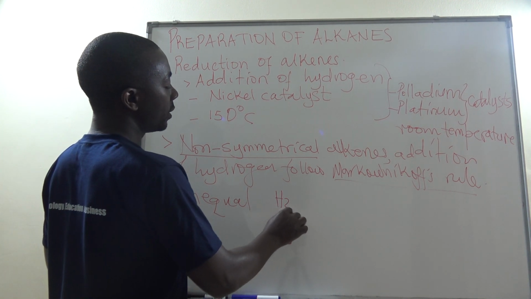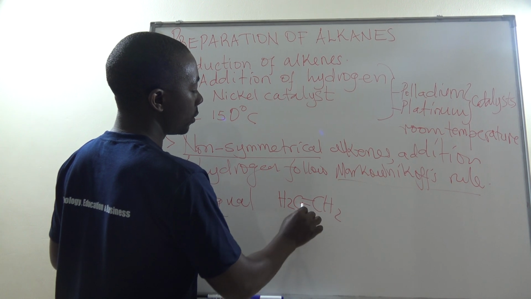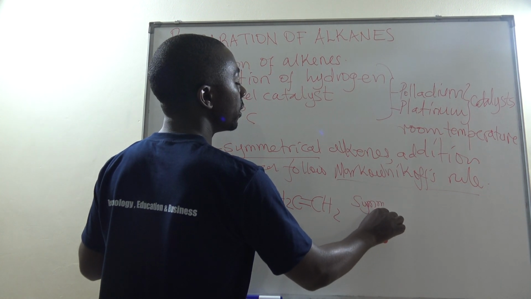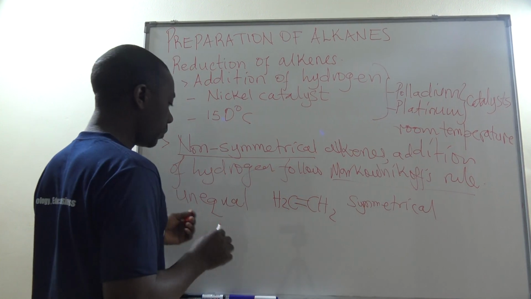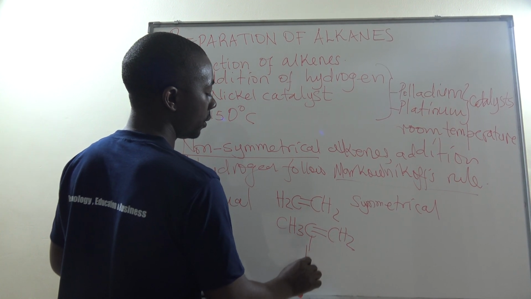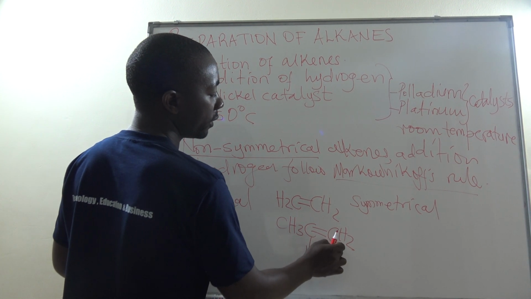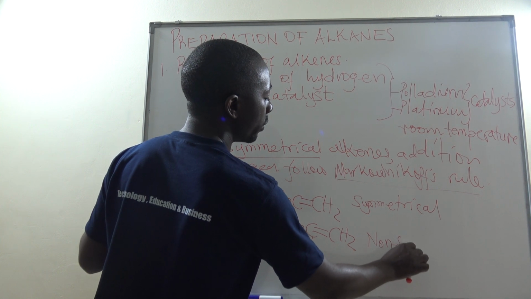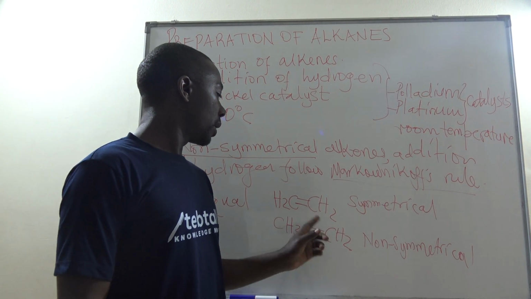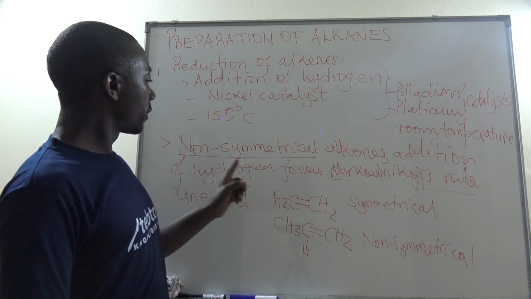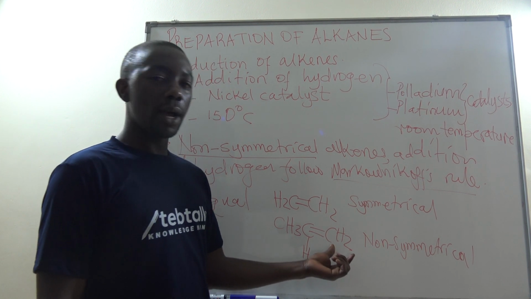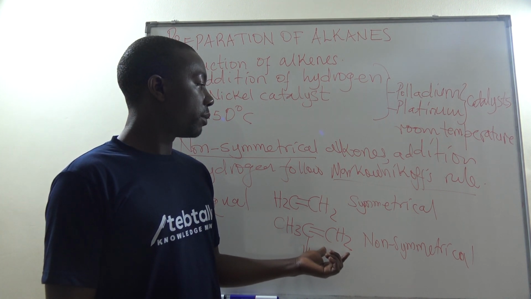Now, for example, looking at this alkene, it has got two hydrogens on this carbon and two hydrogens on this carbon. So therefore, this one we call a symmetrical alkene. But when we compare it with this alkene, there is one hydrogen here and two hydrogens here. So therefore, such an alkene is non-symmetrical. It has got an unequal number of hydrogen atoms around the double bond. So Markovnikov's rule works best on non-symmetrical alkenes to help us know where the hydrogen must be added in order to obtain the most stable carbocation.